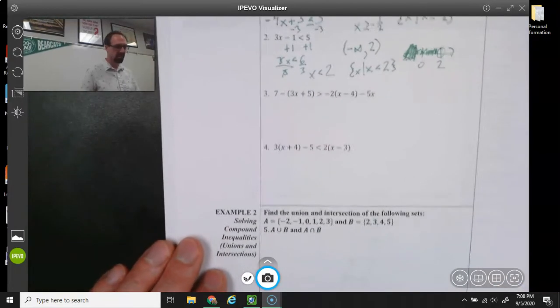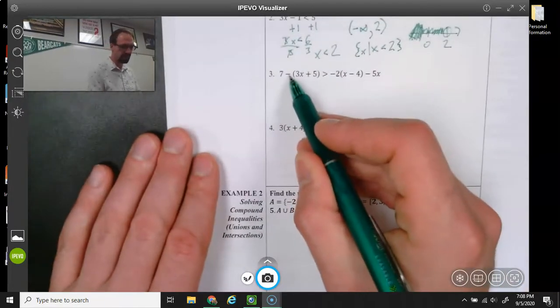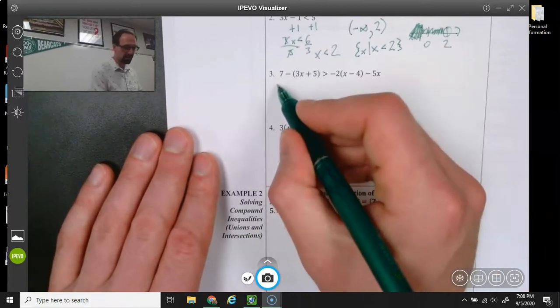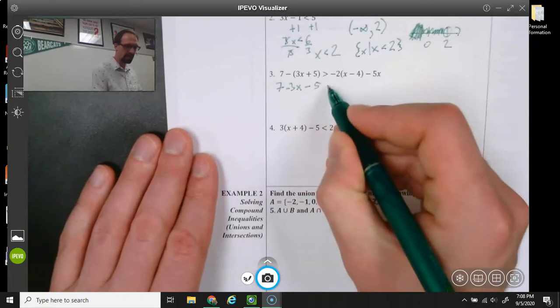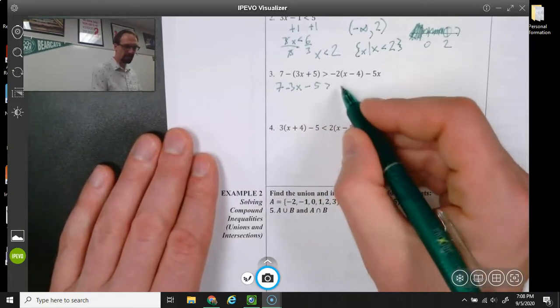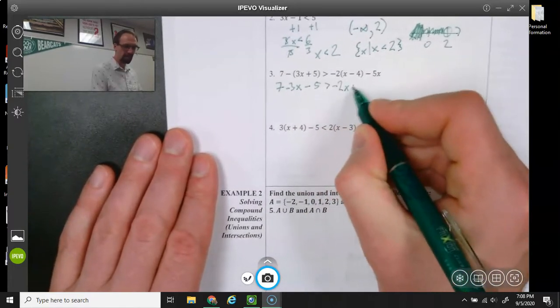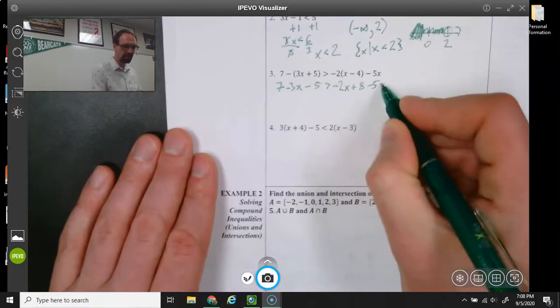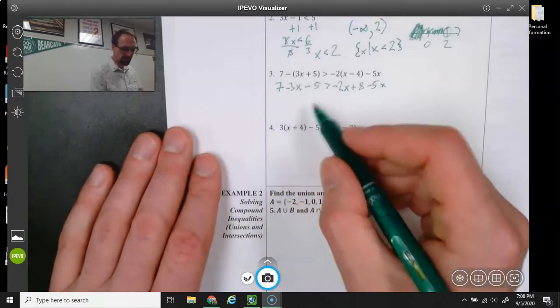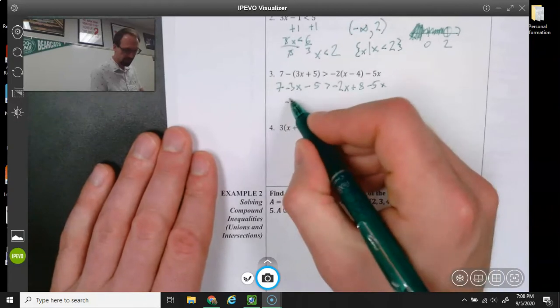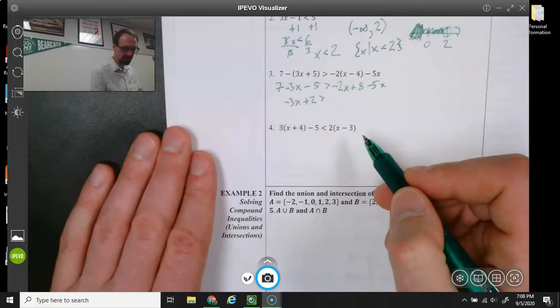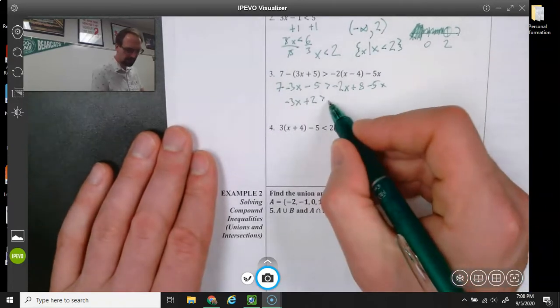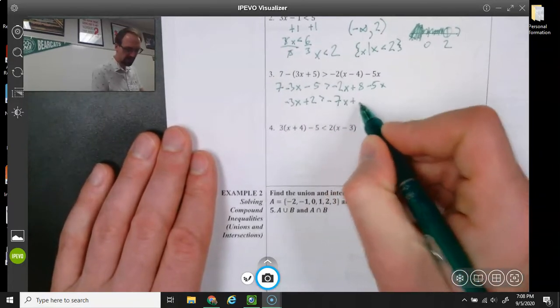Next one, we have some simplifying to do. We have this minus sign here, this negative, so we distribute that through. So I have 7 minus 3x minus 5 is greater than, and then distribute the negative 2 through, so we have negative 2x plus 8, and then minus 5x. Clean this up on both sides. So I've got 7 minus 5, so this is negative 3x plus 2 is greater than negative 2x and then negative 5x, so that's going to be negative 7x plus 8.